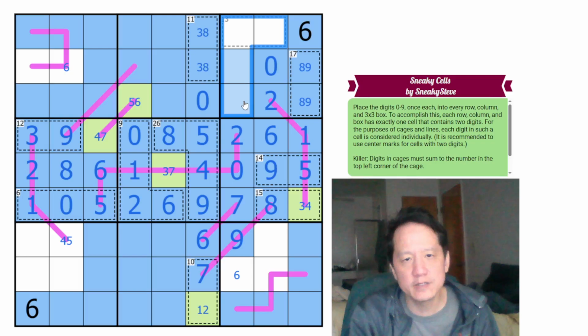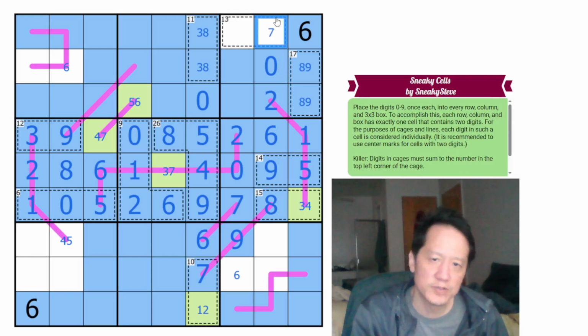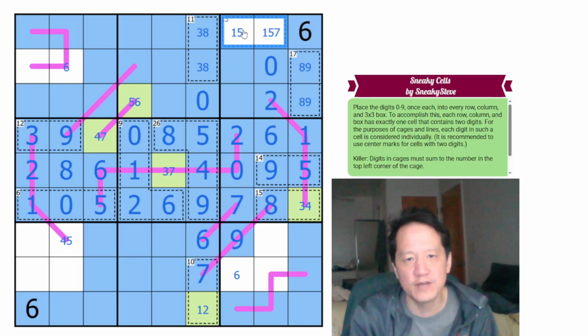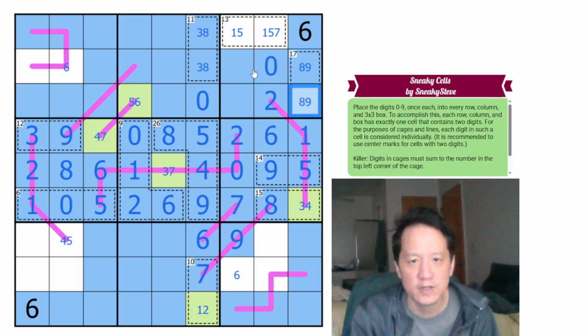The remaining cells in the box are, well, we have to have a 7, so this is 7. So this contains a 7 to add up to 13. That means 2 other digits must add up to 6. So it has to be 1 and 5. So this is 1 or 5. So this is 1, 5, and 7. And we don't know which one is the sneaky cell. Then we have 3 and 4 left. So this is 3 and 4.